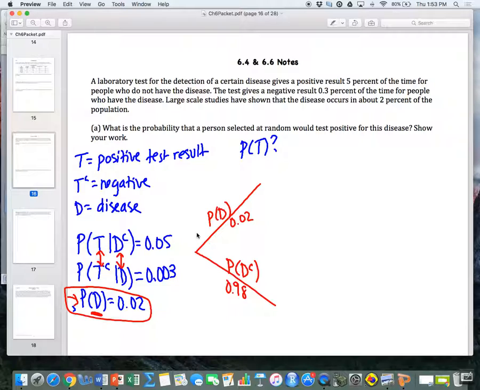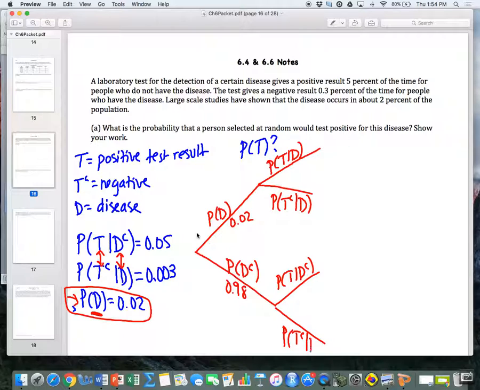Okay, now let's say that you have the disease. There are two options. You have the disease and you take this test. Either you test positive given that you have the disease, or you test negative given that you have the disease. Those are the only two options. Same thing for our lower branch. If you don't have the disease and you take the test, you still can test positive given that you don't actually have the disease, or you can test negative given that you don't have the disease.